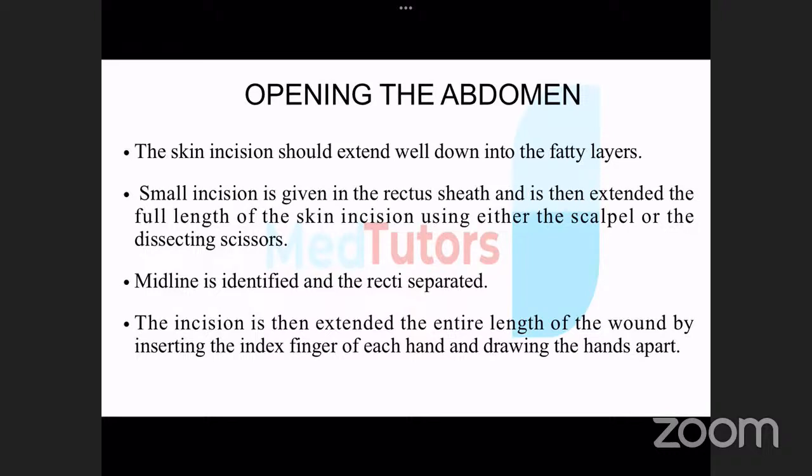All right. Once you have made the incision through the subcutaneous tissue, you now make a small incision on the rectus sheath, and then extend the incision on the rectus sheath to the full length of the skin incision, using either a scalpel or dissecting scissors. In the midline, it is easier to identify, and you just divide and separate the rectus muscle. The incision is extended the entire length of the wound by inserting the index finger of each hand and drawing the hands apart when you want to separate the rectus muscles. Next slide.